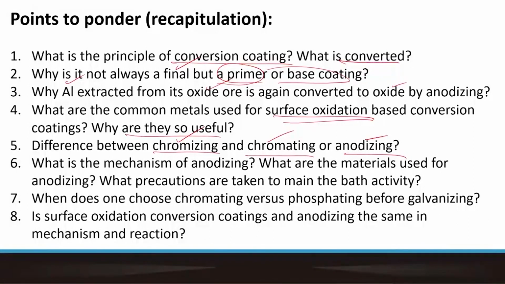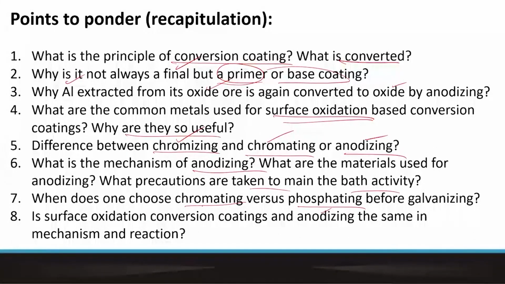Similarly, anodizing is different because anodizing is not a typical calorizing process or aluminum diffusional coating process. In anodizing, we are converting aluminum into the corresponding oxide by way of surface oxidation. We need to know the anodizing mechanism, what precautions are to be taken to maintain the bath activity, and also when we choose chromating, when we choose phosphating before galvanizing, and whether the oxide conversion coatings and anodizing are one and the same.